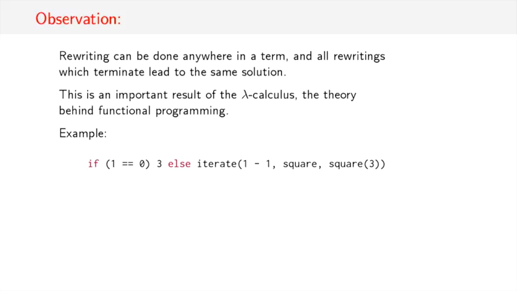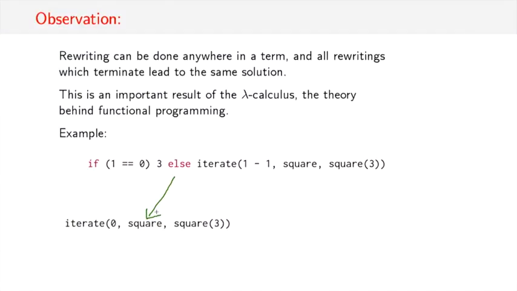One interesting observation here is that rewriting can be done anywhere in a term, and all rewritings that terminate would lead to the same solution. In fact, that's an important result of lambda calculus, which is the theory behind functional programming. So let's see that in an example. The first result of a reduction in our iterate example was this line here. If 1 equals 0, 3, else iterate 1 minus 1 square of 3. And we rewrote it to this expression here.